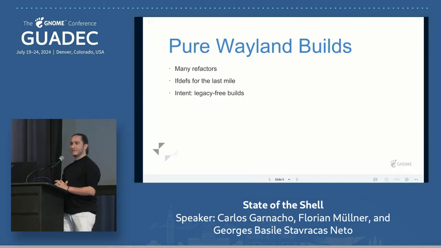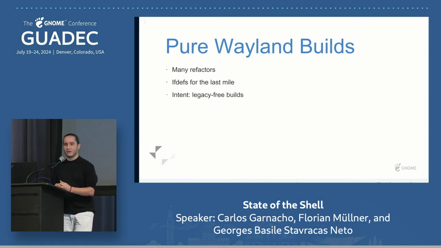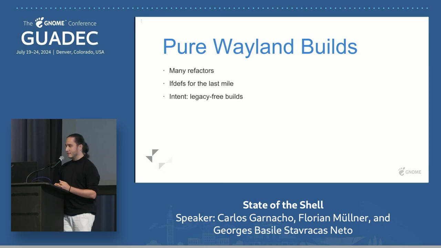One particular feature that's nice to mention here: thanks to our great friend Bilal, we are able to make pure Wayland builds now. You can build GNOME Shell and Mutter. In this case, we're talking about Mutter, but you can build Mutter without linking to X11. I think, directly and indirectly, correct me if I'm wrong, it doesn't pull in any X11 dependency anymore these days.